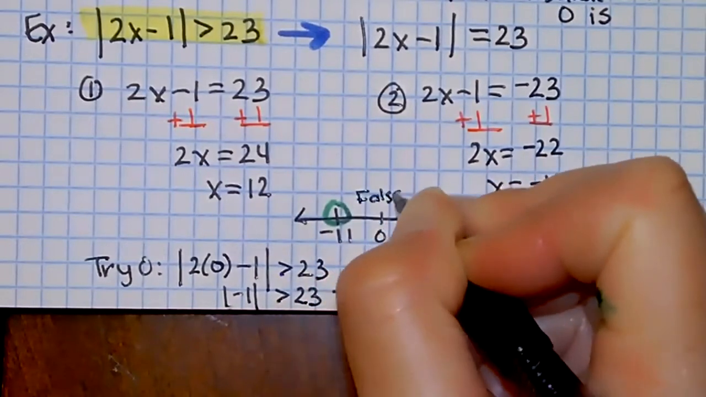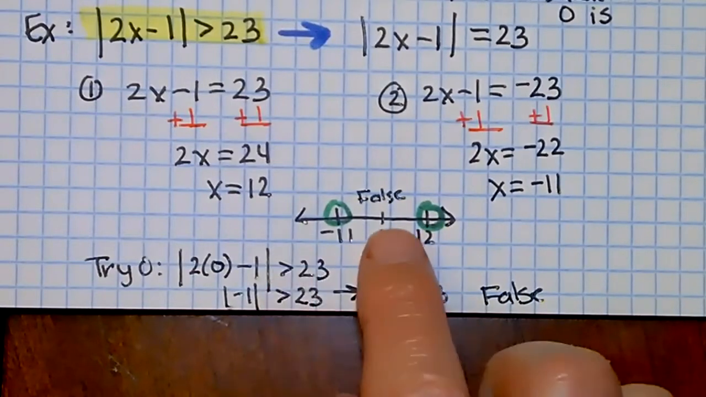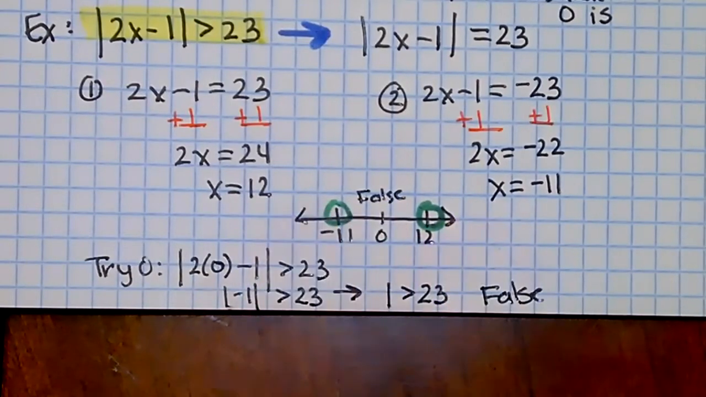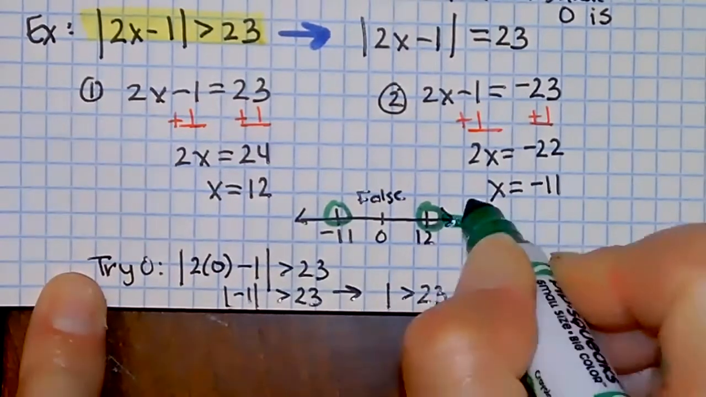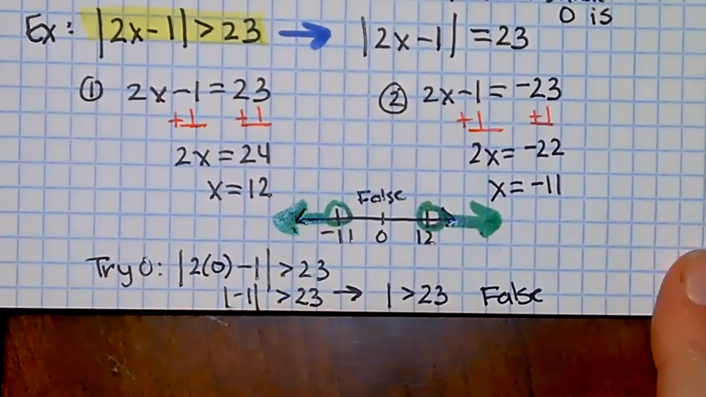This is not true. You never shade where it's false. So that means if this is false here, it has to be true outside. So we're going to be shading this direction and this direction. And that's going to be our graph.